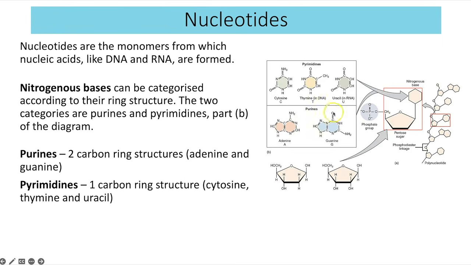Now with these bases, the nitrogenous bases, you can categorise them according to their structure. Adenine and guanine are classified as purines, and that means that the nitrogenous base is made up of 2 rings, which we can see one ring here and a second here, and that's the case for both adenine and guanine. Then we have cytosine, thymine if it's DNA, uracil if it's RNA. Those 3 nitrogenous bases are pyrimidines, which means that they only have 1 ring structure.